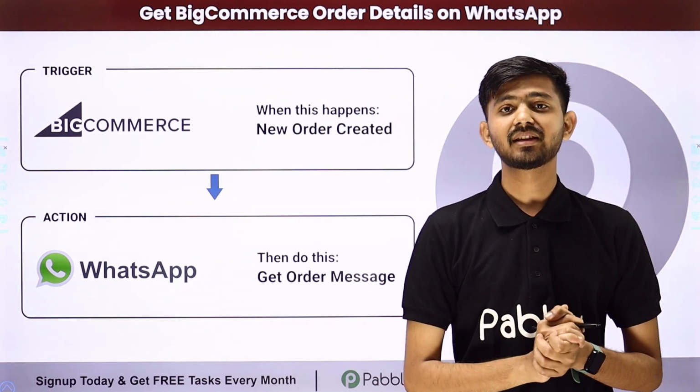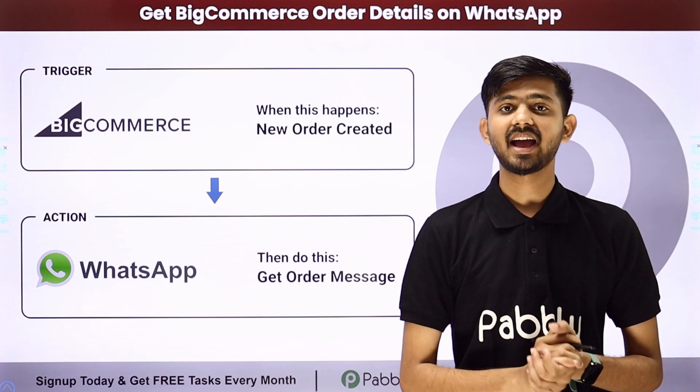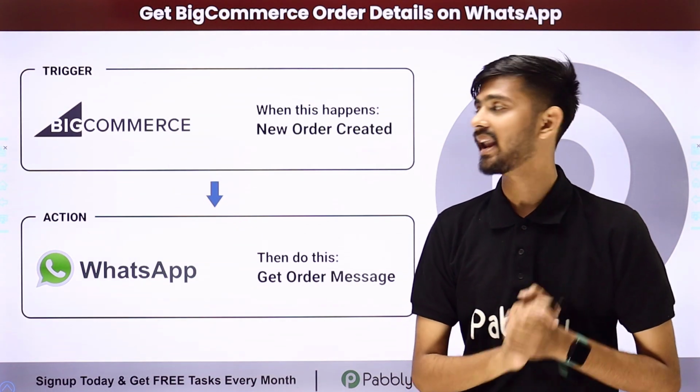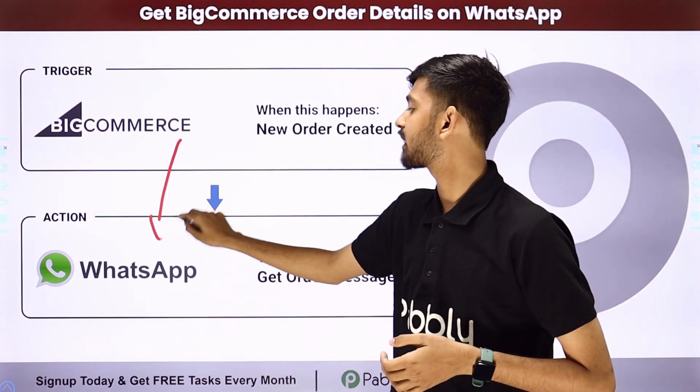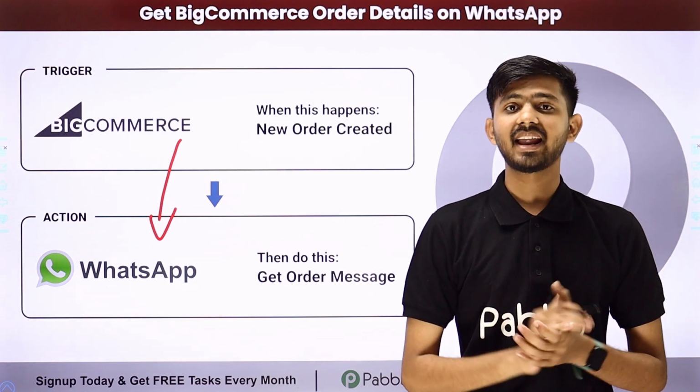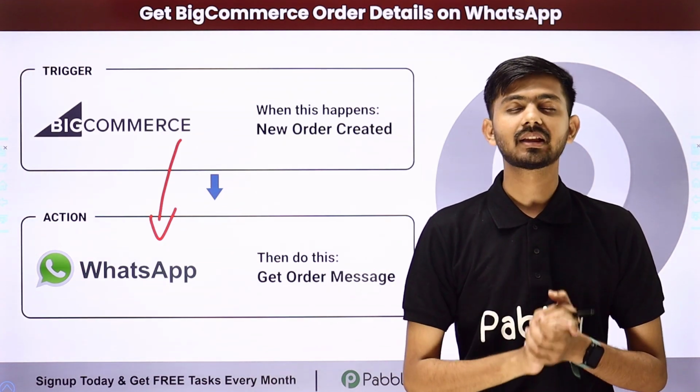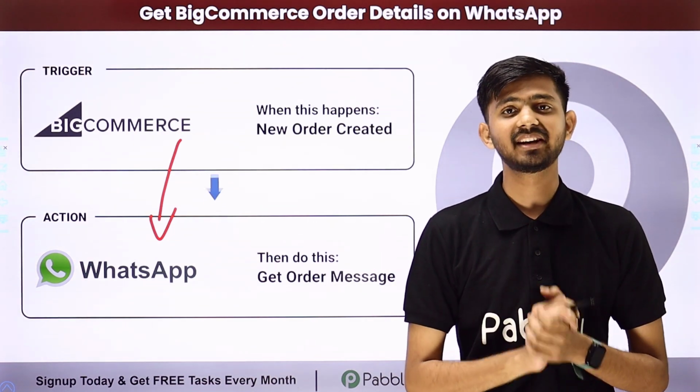So for getting this message, I'm going to use WhatsApp Cloud API, and for my objective, I have to build a connection between BigCommerce and WhatsApp Cloud API. So for creating this connection, I'm going to use Pabbly Connect, which is an amazing software for automation and integration.